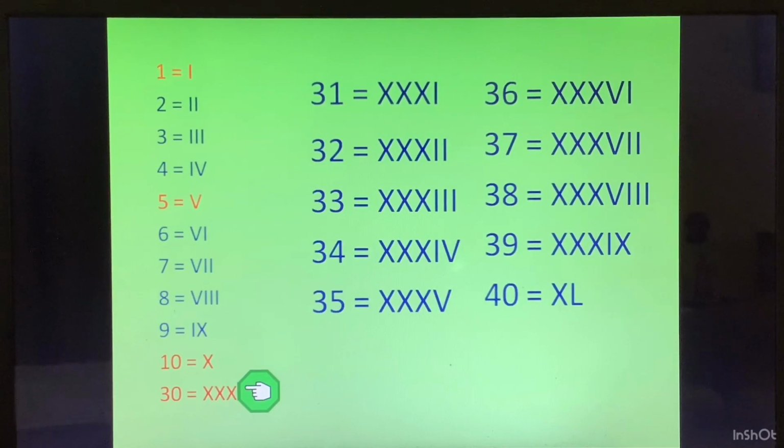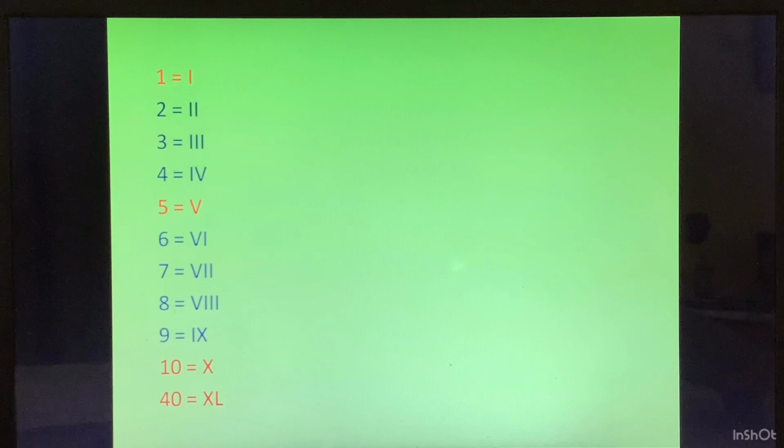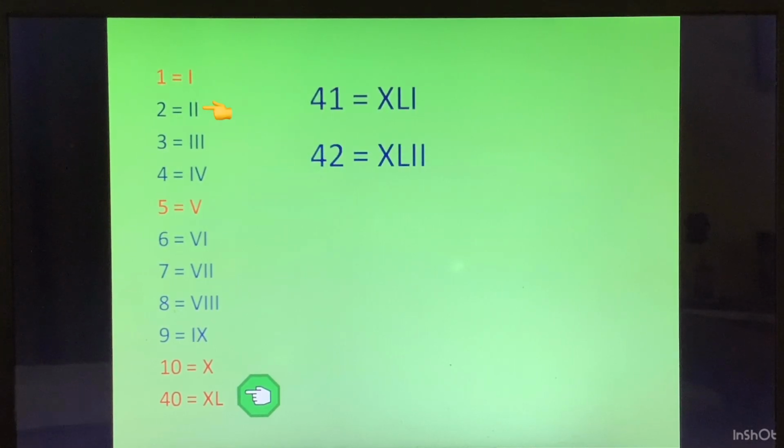From 41 to 49, all the 40s will have XL. 41 will have 40 plus 1, which is XLI. I is on the right because it is getting added to 40. Then 42 will have 40 plus 2. 2 will be on the right because we are again adding here, XLII.